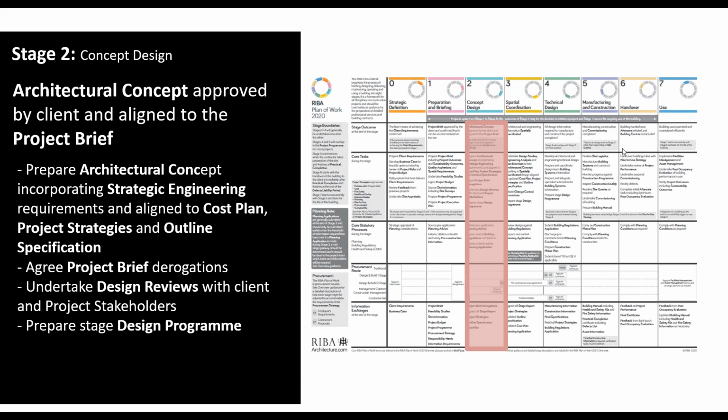Now, what do we mean by strategic engineering? Well, that means things like grid sizes, the location and size of plant rooms, making sure the risers are in the right place. So it's not about the nitty gritty, but about the high level things. And the best way to look at this is anything that impacts on the architectural concept should really be in that strategic engineering.